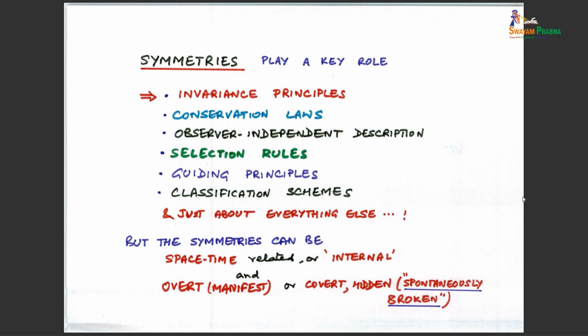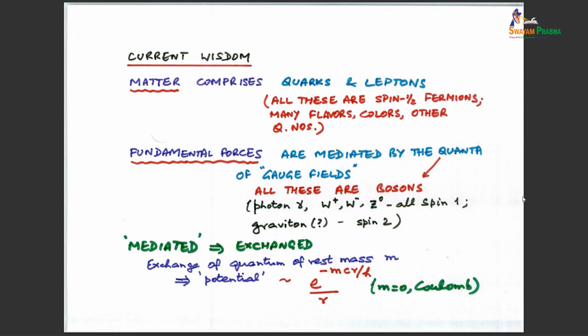So that's why I've said that the symmetries can be space-time related, like the conservation of momentum, linear momentum, energy, etc., or internal, like charge, spin, etc. And the symmetry could be manifest or open, or covert or hidden, called spontaneously broken, and I'll explain what that means in a minute.